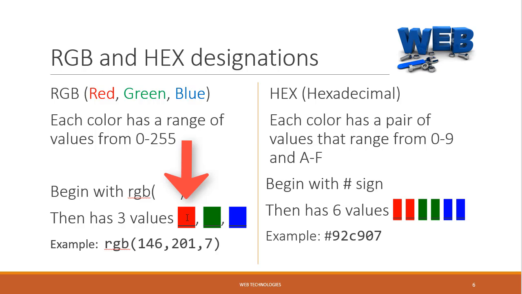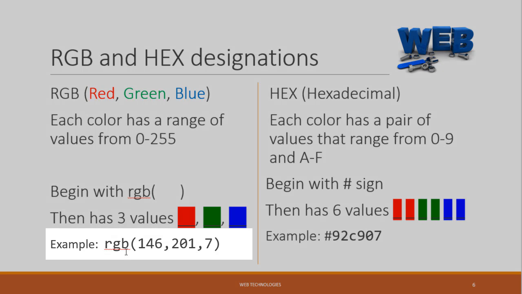0 would mean we don't want any red at all. 255 would mean we want to maximize the red. The second position is green, and we do it the same way. It's got values of 0 to 255, and the same for blue.